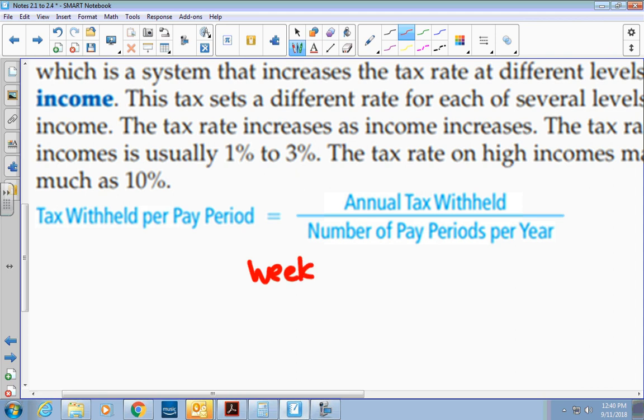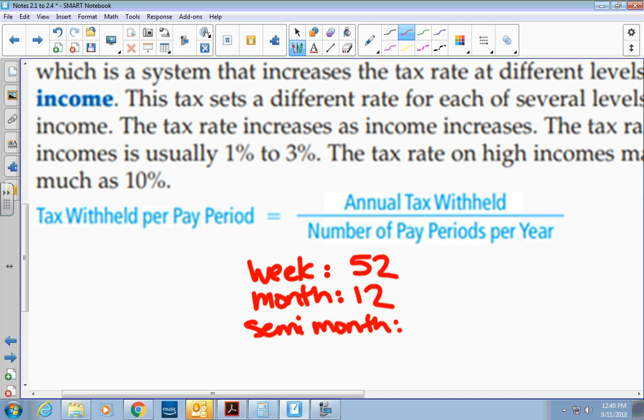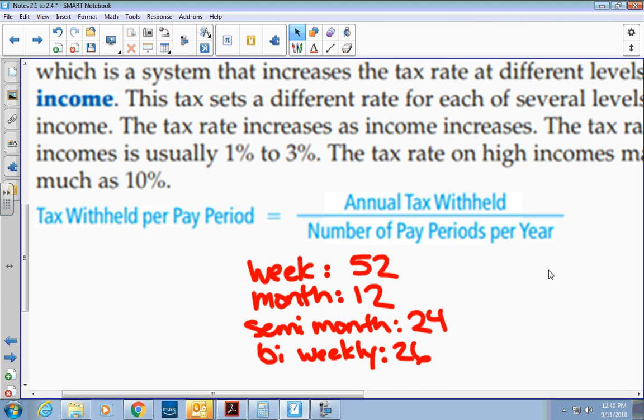Please write this down so that you can remember: there are 52 weeks in a year, 12 months in a year, 24 semi-months, and 26 bi-weeklies. So you're going to be dividing by one of these items. If you're getting paid weekly, you divide by 52. Monthly, you divide by 12. Semi-monthly, you divide by 24. And bi-weekly by 26. Yes, Corey?